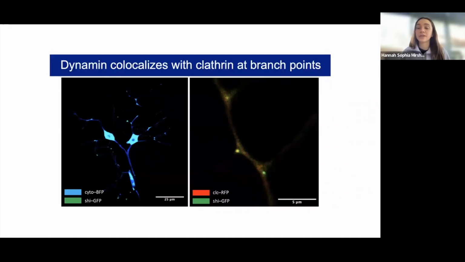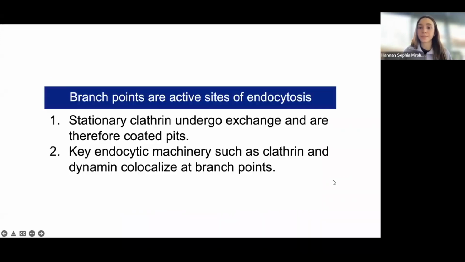We then looked at how dynamin localizes in neurons. And we found that dynamin not only localizes to dendritic branch points, similar to clathrin, but it also co-localizes with the stationary clathrin at branch points. And both of these results, that stationary clathrin are undergoing exchange and that dynamin is particularly co-localizing with the stationary clathrin, these results support that the stationary clathrin are clathrin-coated pits, and therefore branch points are active sites of endocytosis.